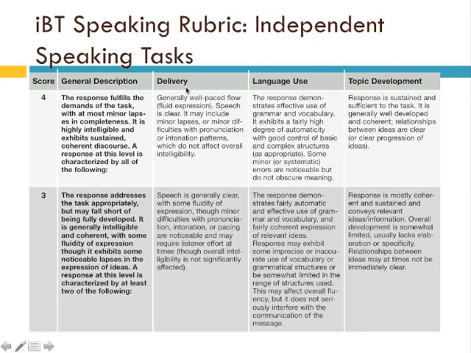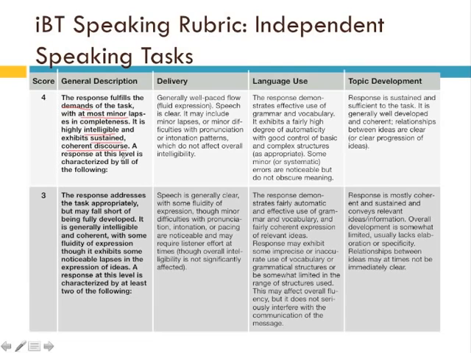But notice in each area, we're given different dimensions. And the key is to think about what these particular words can help us in getting a clue as to what the test is looking for. Well, first off, notice in the general description, it mentions that it fulfills the demands of the task, with at most minor lapses. So in other words, a few mistakes, but that's acceptable. It's highly intelligible, exhibits sustained and coherent discourse. So one of the first things we need to recognize is we should not use a lot of pauses, or we should not repeat ourselves a lot, because we need to keep speaking in a nice, fluid way.